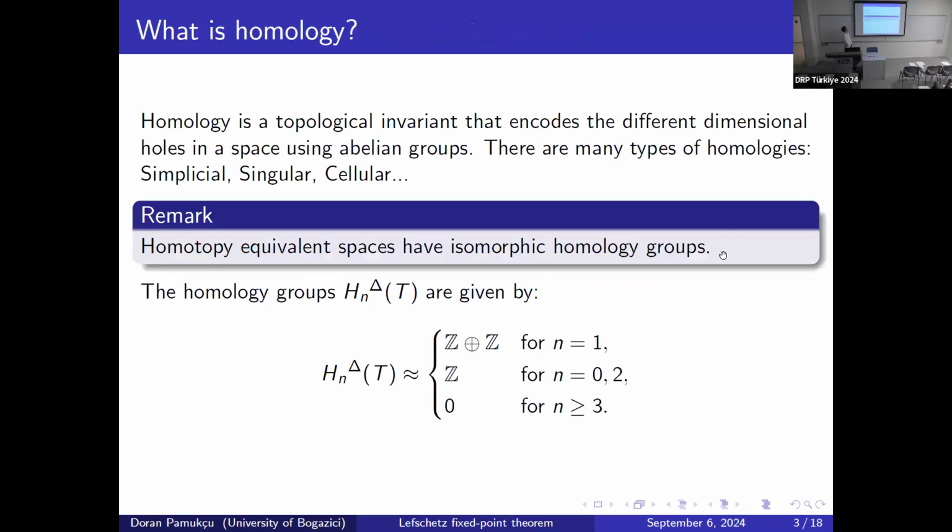And first of all, what is homology? We're going to use this topological invariant a lot in this presentation. It is a topological invariant that encodes the different dimension holes in a space using abelian groups, and there are many versions of it: simplicial, singular, cellular, and so on. Here's a quick remark: homotopy equivalent spaces have isomorphic homology groups, as it's a topological invariant.